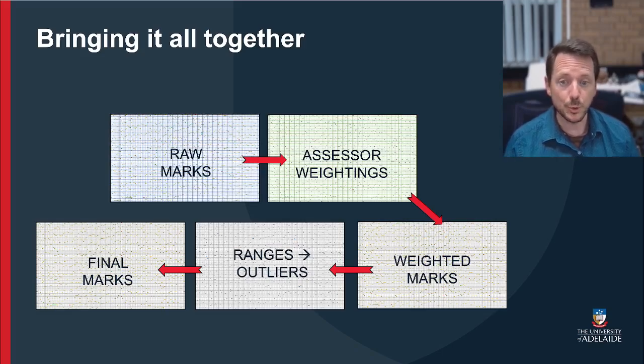So just to recap, those raw marks get translated into assessor weightings. The assessor weightings are used to re-weight the raw marks to get weighted marks. It's at that point that we use the robust ranges of the weighted marks against the robust averages to identify outliers. We remove those outliers and then we recalculate the robust means for each student, and that gives us the final mark. So it's a fairly involved process, and in the spreadsheet it becomes equivalent to one sheet per step.